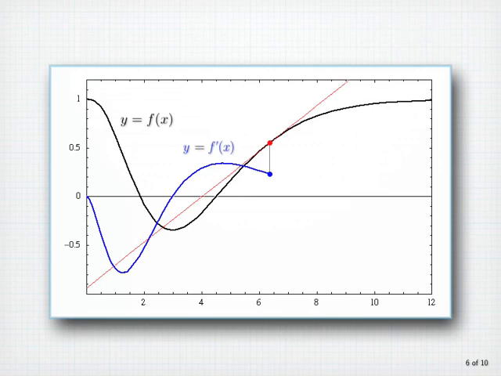Here's an animation which plots the graph of f prime of x. Notice the tangent line in red and the graph of f prime in blue. We'll see that wherever the slope of the tangent line is positive, the graph of f prime will be above the x-axis. Wherever the slope of the tangent line is negative, the graph of f prime will be below the x-axis.